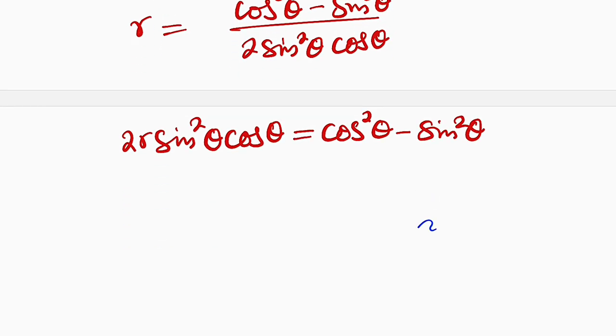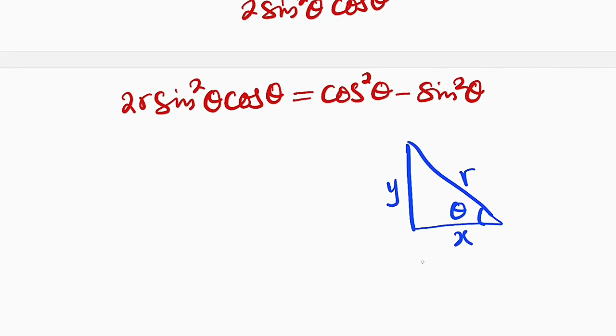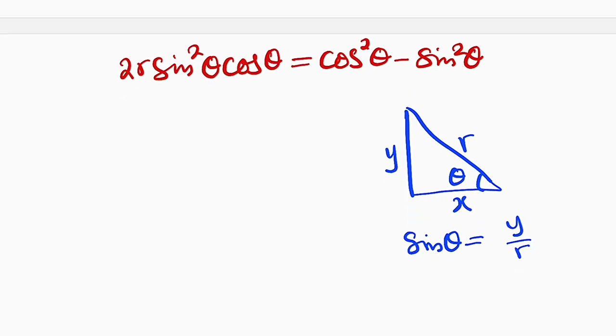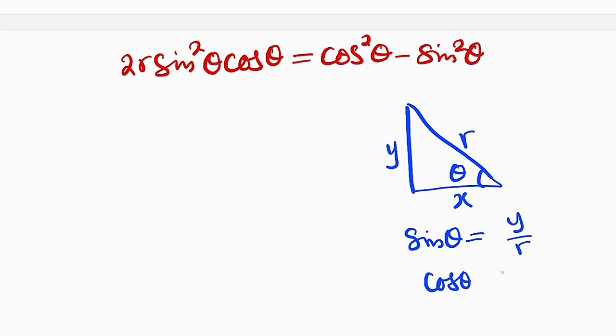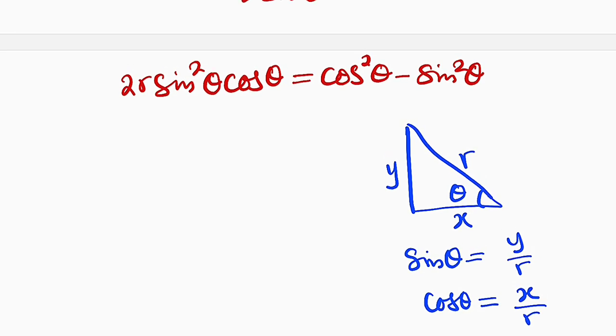So remember your right angle triangle. This is your theta. This is the hypotenuse, which is always r. This is the opposite side, which is y, and this is x. All right, so what is sine theta? Sine theta is equal to opposite divided by hypotenuse, which is y divided by r. Then cos theta is equal to adjacent divided by hypotenuse. So wherever we have sine theta, we are going to replace it with y divided by r and cos theta with x divided by r.